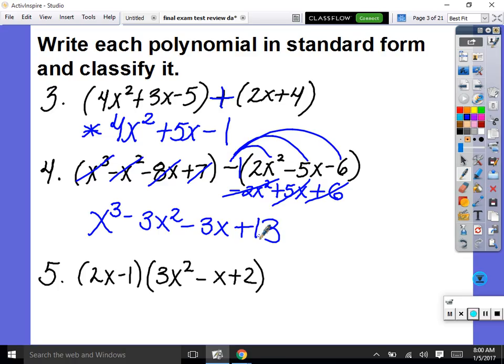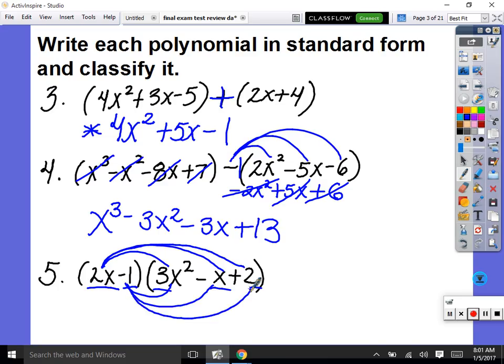Then on number 5, it is multiplication. They're right next to each other. There's 2 terms, there's 3 terms. So you've got to distribute. Focus on 2x, distribute 2x through by multiplication. Focus on negative 1, distribute that through by multiplication. So I'm going to give you another second.